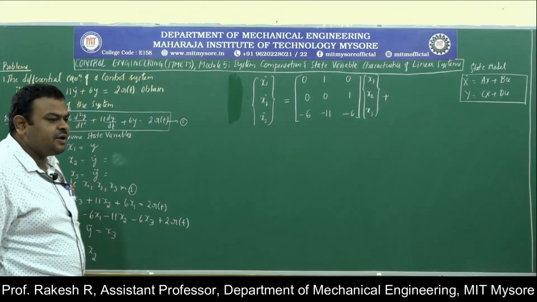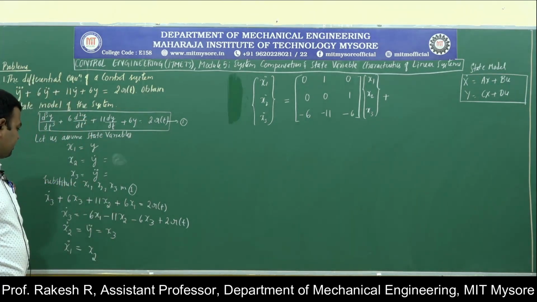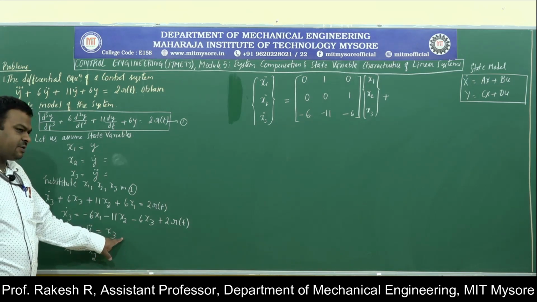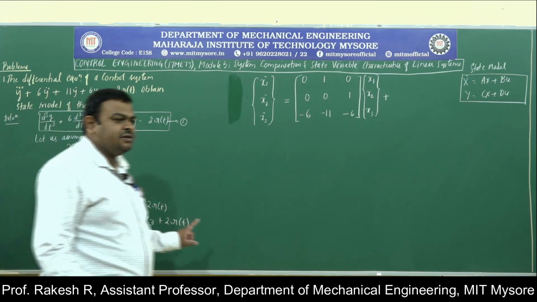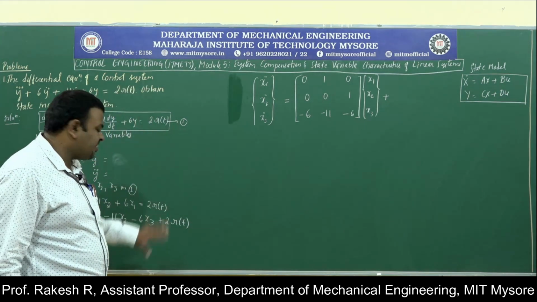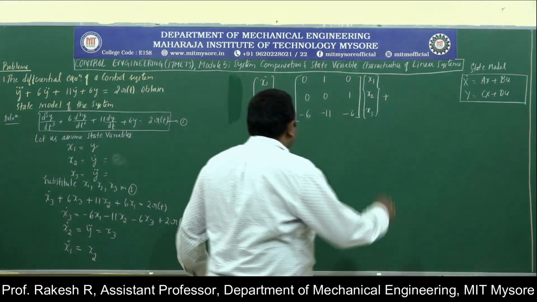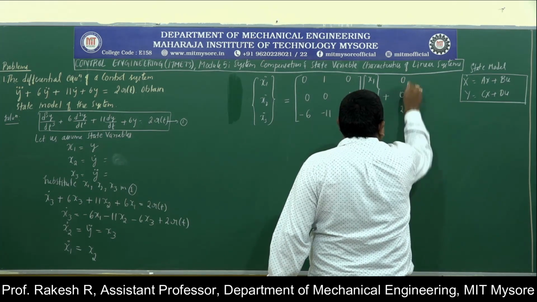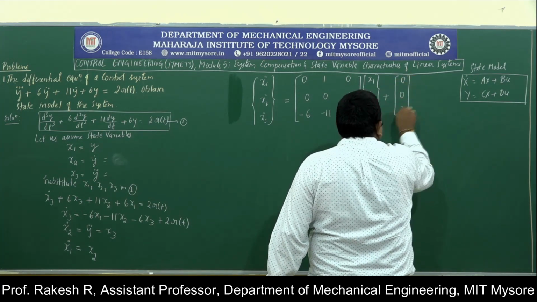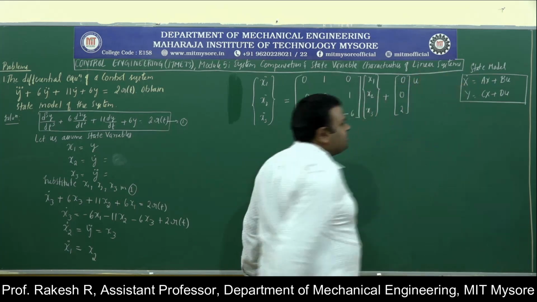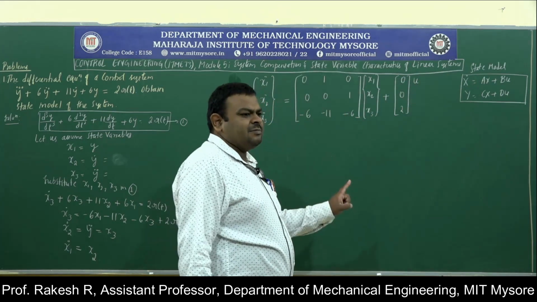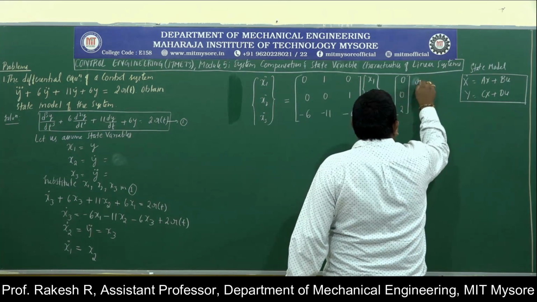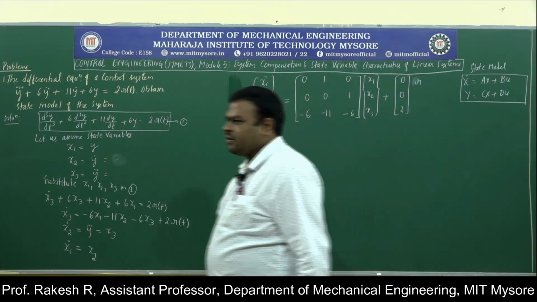The U terms. Where are the U terms here? There is no U term for x1 dot. There is no U term for x2 dot. There is one U term in x3 dot: 0, 0, 2, into just one input. U means here it is R. It is not U1, U2, U3. And remember, this is not U, this is R, because in the problem they have given R.